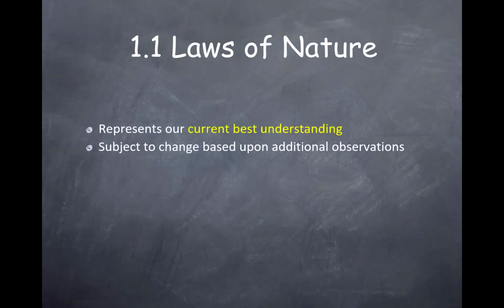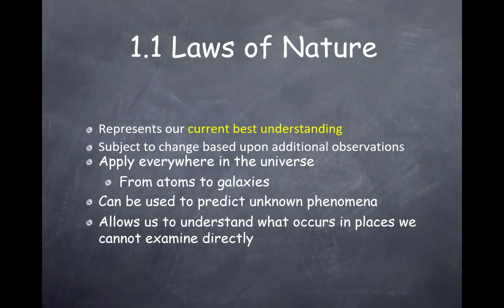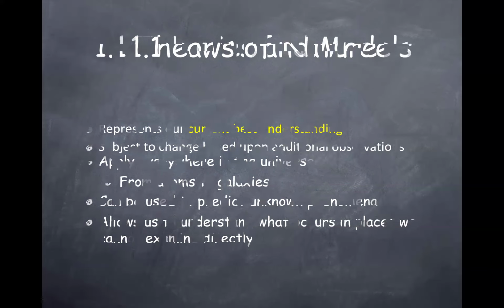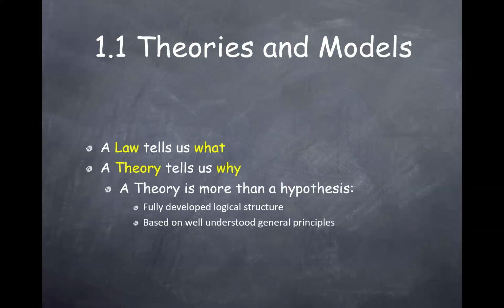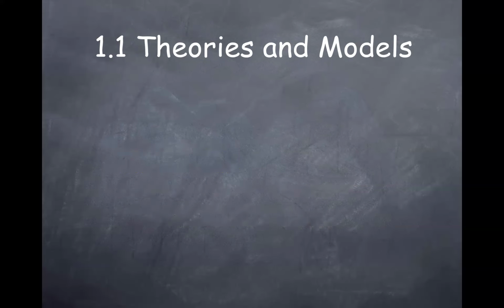Now, the laws of nature represent our current best understanding. They are subject to change upon additional observations, and they apply everywhere in the universe, from atoms to galaxies. They can be used to predict unknown phenomena and allow us to understand what occurs in places we cannot examine directly. So basically, your law tells you what. Your theory tells you why. A theory is more than a hypothesis, it is a fully educated guess based on understanding of general principles.